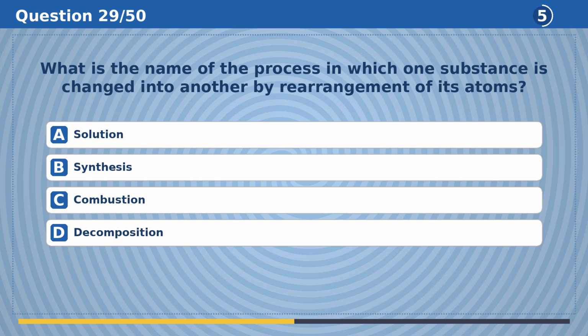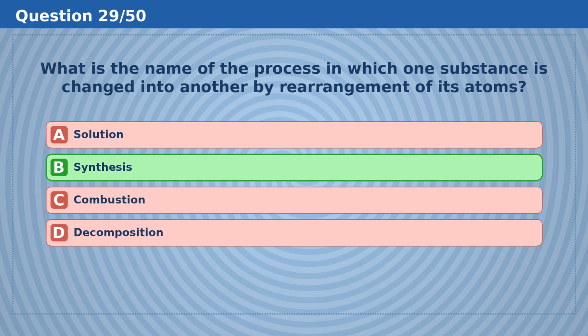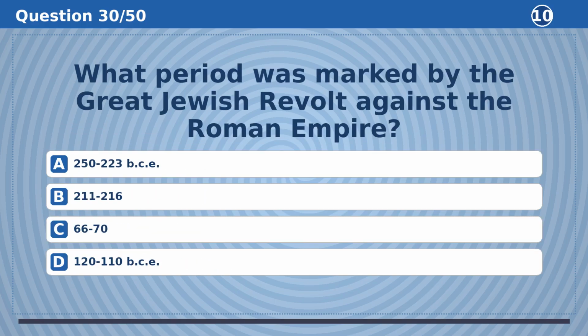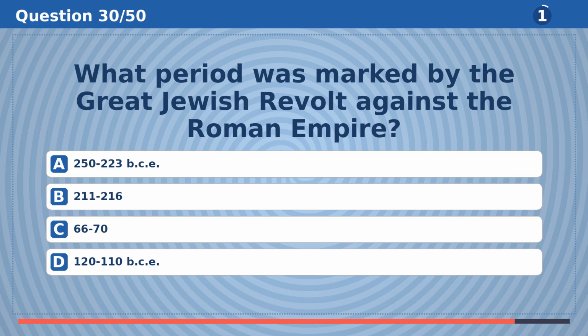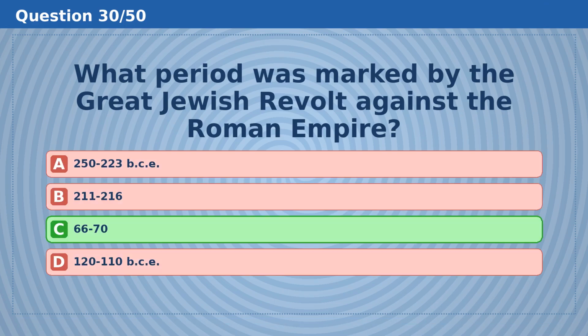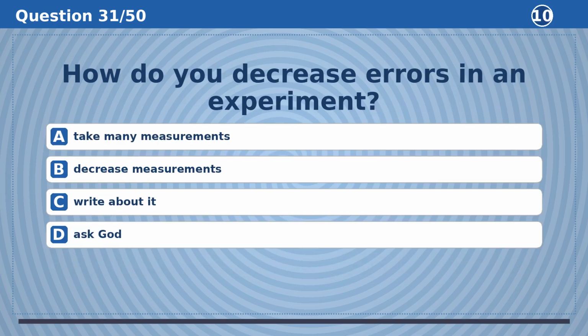What is the name of the process in which one substance is changed into another by rearrangement of its atoms? The answer is B, synthesis. What period was marked by the Great Jewish Revolt against the Roman Empire? The answer is C, 66-70.